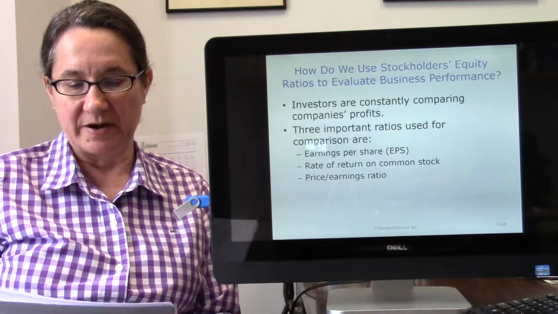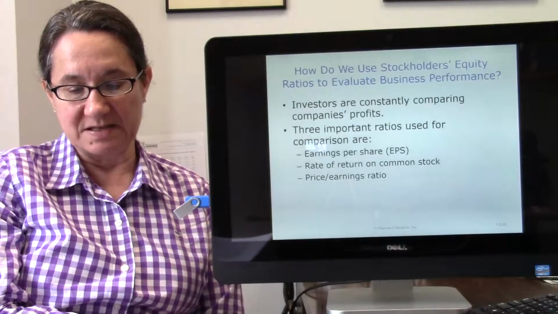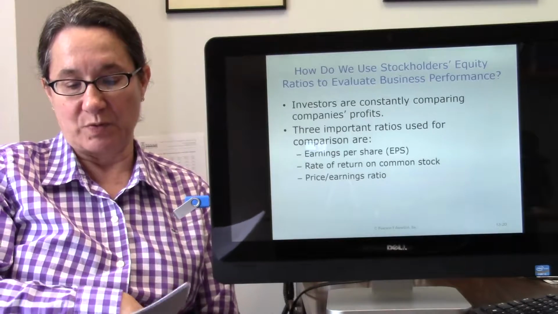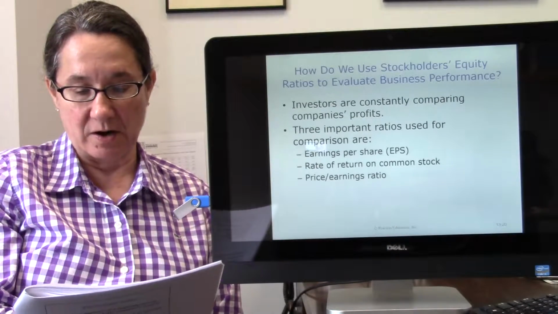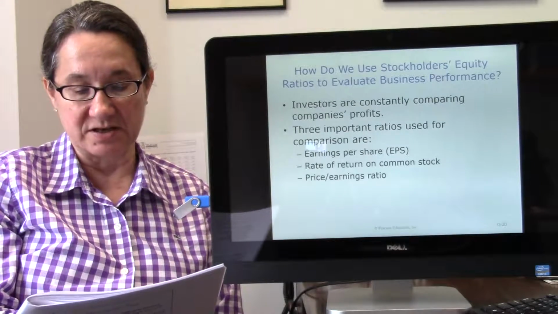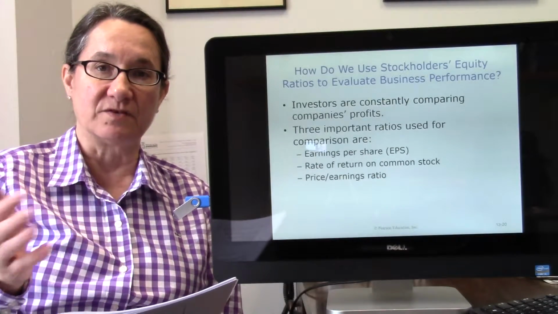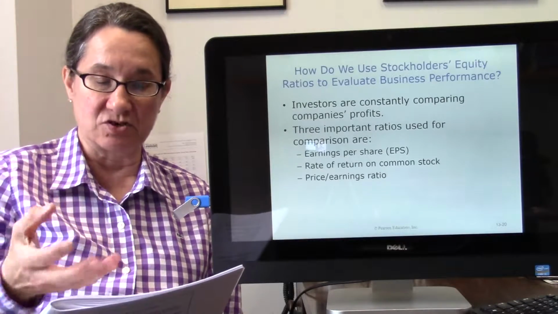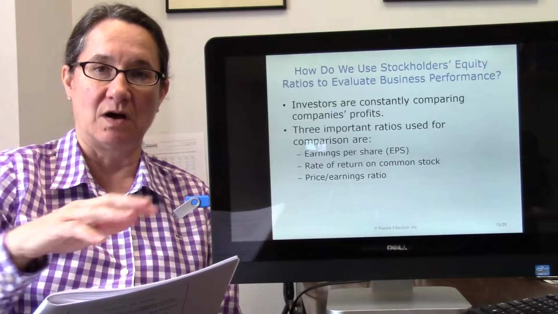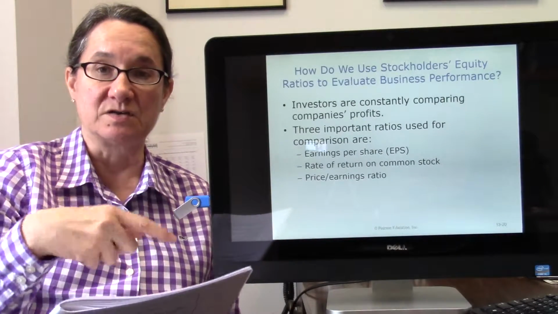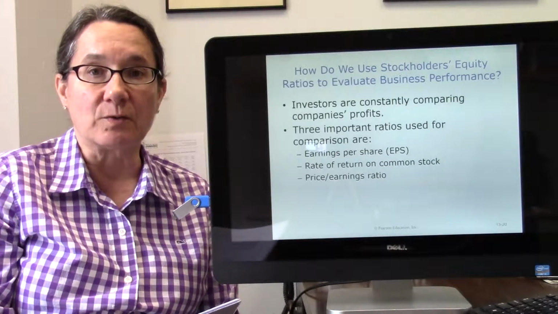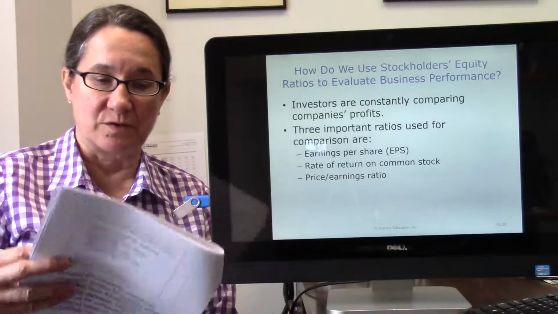Investors are constantly comparing companies' profits. To compare companies of different sizes, we need some standard profitability measures. Three important ratios to use for comparison are earnings per share, rate of return on common stock, and price-earnings ratio. So this lets you look at different companies, right? If you know you want a certain rate of return, 5%, it doesn't really matter if the company's big, small, what industry they're in. You just look at that rate of return, right? So you can compare things that maybe aren't otherwise comparable by using these ratios.